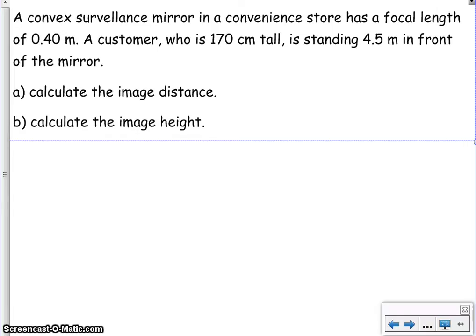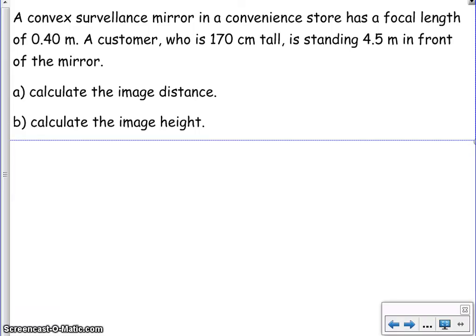So let's try another curved mirror calculation, except this time we're going to have a convex mirror. A convex surveillance mirror in a convenience store has a focal length of 0.4 meters. A customer who is 170 centimeters tall is standing 4.5 meters in front of the mirror. Calculate the image distance and calculate the image height.